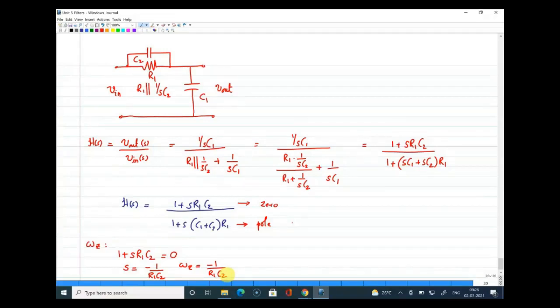The only difference is in orientation. On the S plane, you will have these pole values on the left hand side. That is the significance of the negative sign here. The frequency is definitely a positive frequency, which is 1 by R1 into C2. This is how you will get the 0 frequency. Similarly, to write the pole frequency, you have to equate the denominator to 0, which implies that S is equal to minus 1 by C1 plus C2 into R1. This is the value of S.